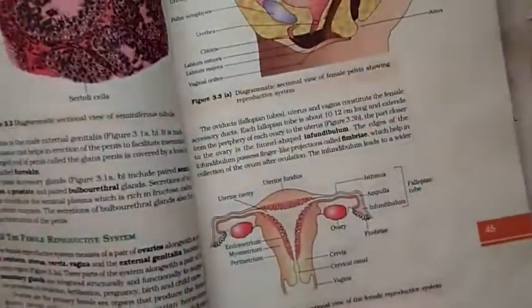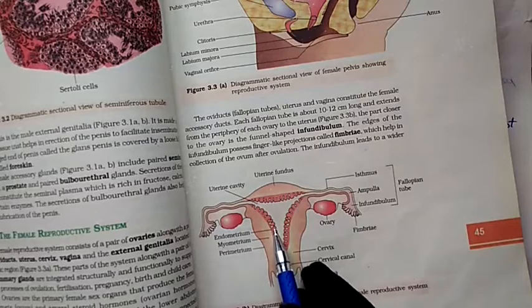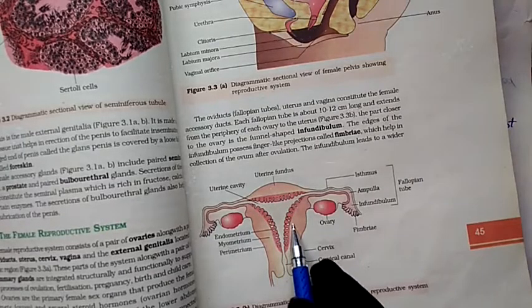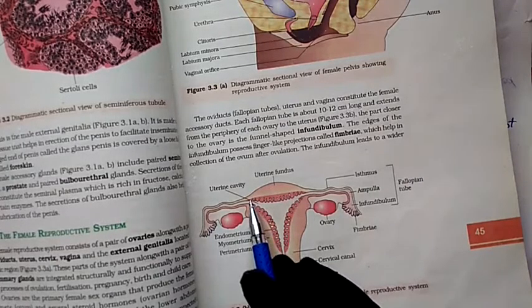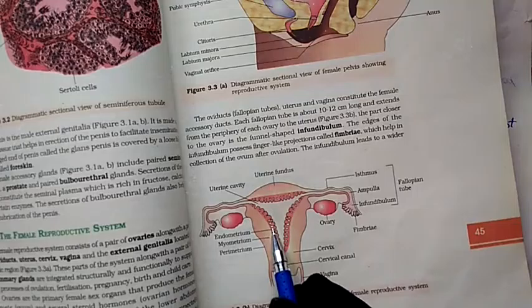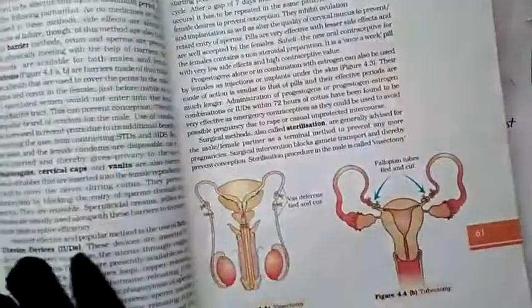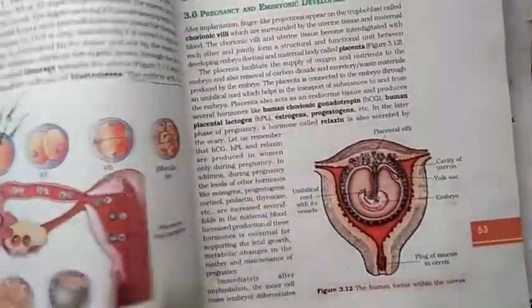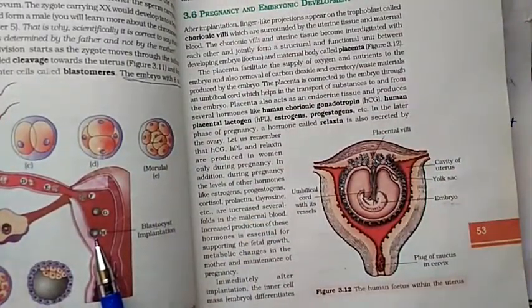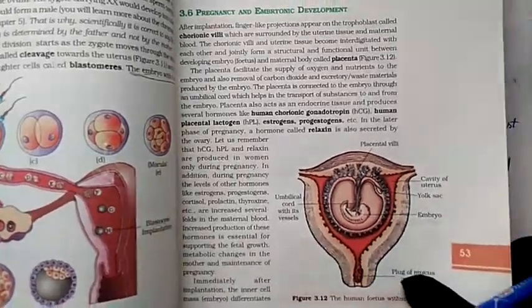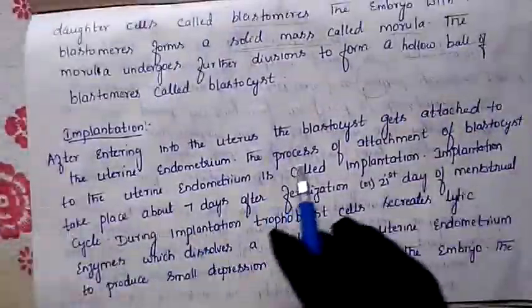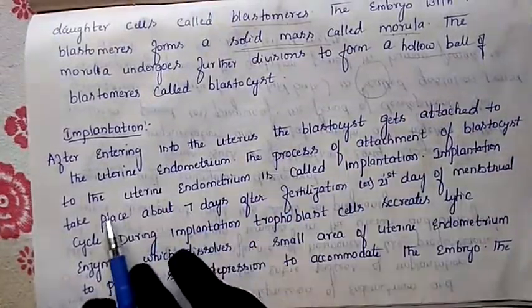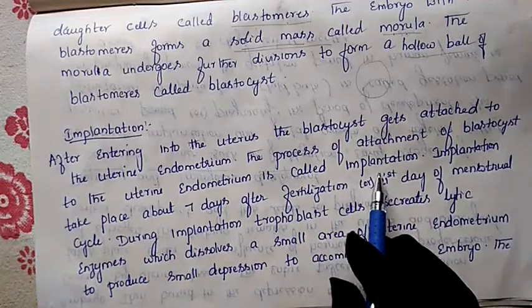This is the female reproductive system. The blastocyst will go and attach to either this side or that side. From here the blastocyst comes and attaches to this endometrium. This process we call implantation. Even in your textbook, they have given the diagram. It is attaching to the endometrium layer. Next, the process of attachment of the blastocyst to the endometrium layer is called implantation.